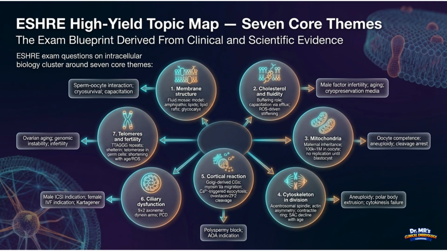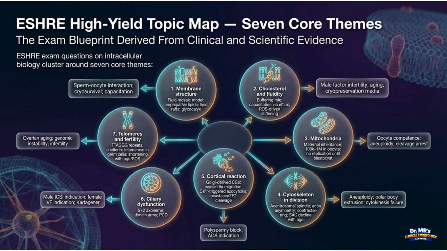Theme 4. The trigger for activation. What is the specific molecular key we mentioned to the patients? The key is a sperm-specific enzyme called PLCζ, phospholipase zeta. When the sperm enters, it releases PLCζ into the cytoplasm. This enzyme cleaves a membrane lipid called PIP2 into two products, DAG and the critical messenger IP3.